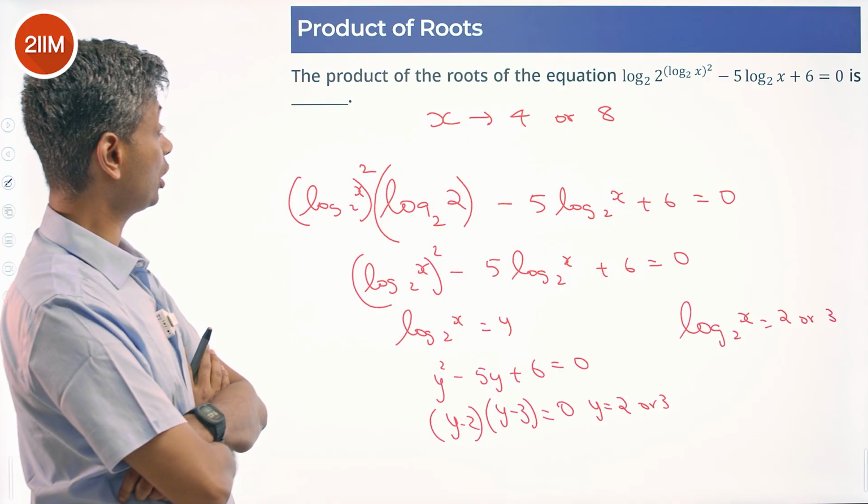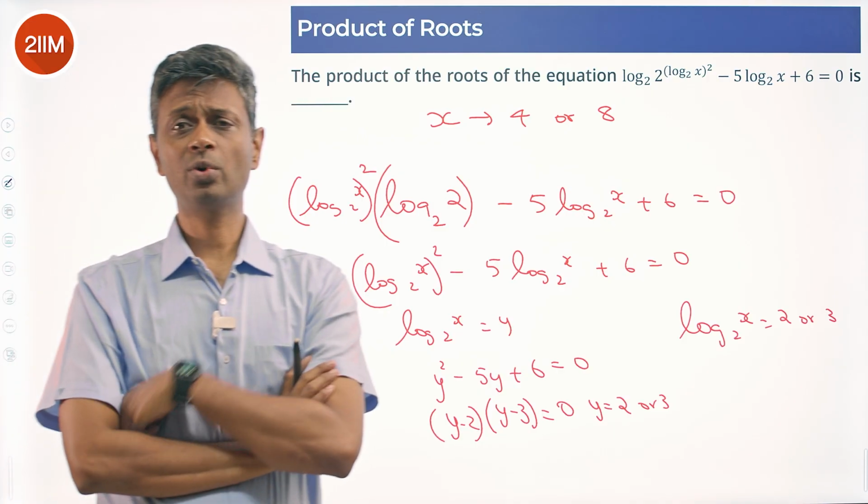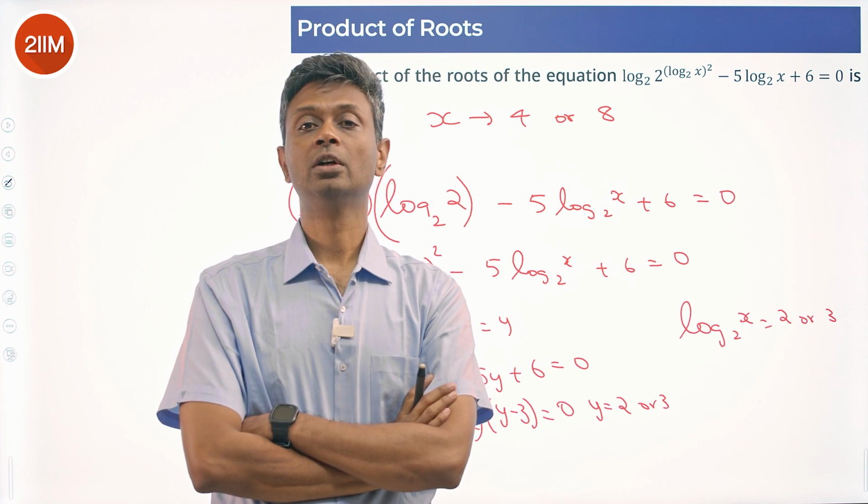The question is product of the roots of the equation. The two roots are 4 and 8. Product of the roots is 4 into 8, 32. Done.